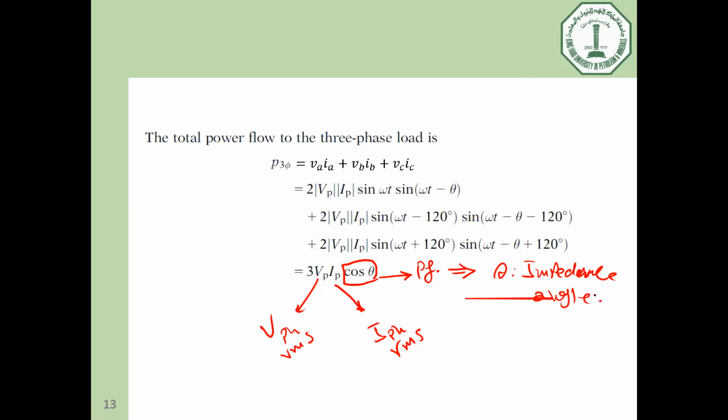Theta is the impedance angle, which means you can calculate it as theta voltage phase minus theta current phase. Because we said before, phase means the coil itself, the impedance itself. So this is the theta we need to calculate in power, not the angle between any voltage and any current. It has to be the phase voltage and the phase current.